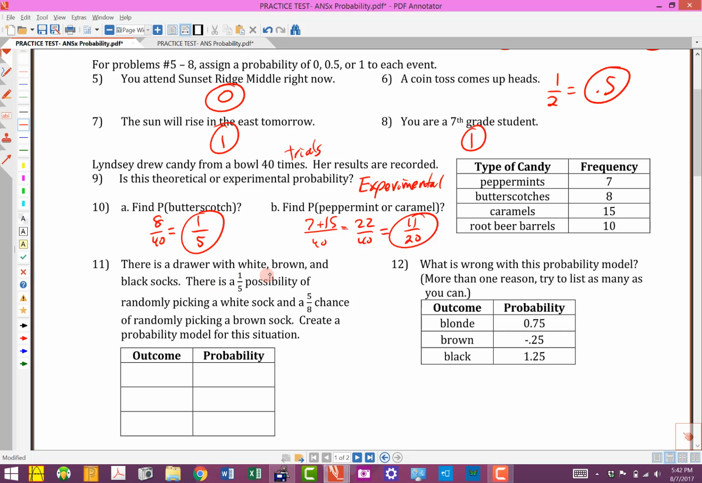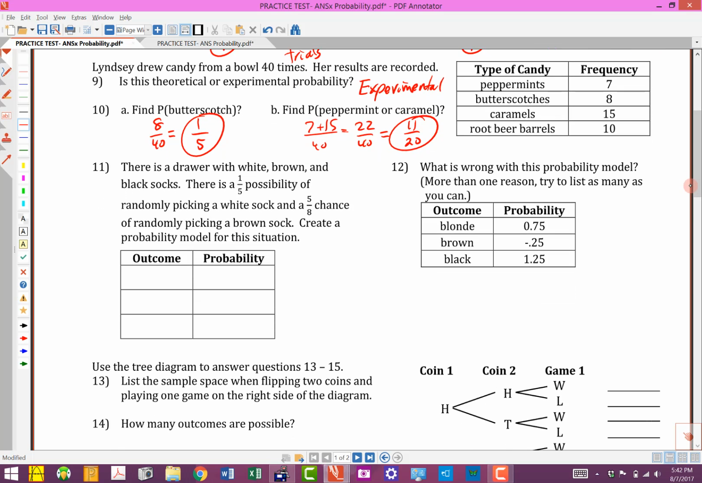There's a drawer with white, brown, and black socks. There is a 1/5 probability of randomly picking a white sock and a 5/8 chance of randomly picking a brown sock. Create a probability model for this situation. Well, what you'll notice here is they left something out. So we've got white, which I'm going to do a W, brown, BR, and we could do BL, or these are short enough. Let's just write it out. So this is brown, and then this is black right here.